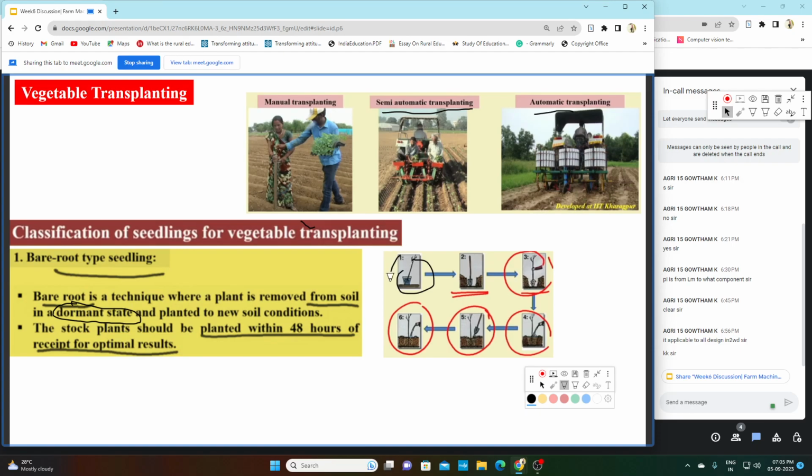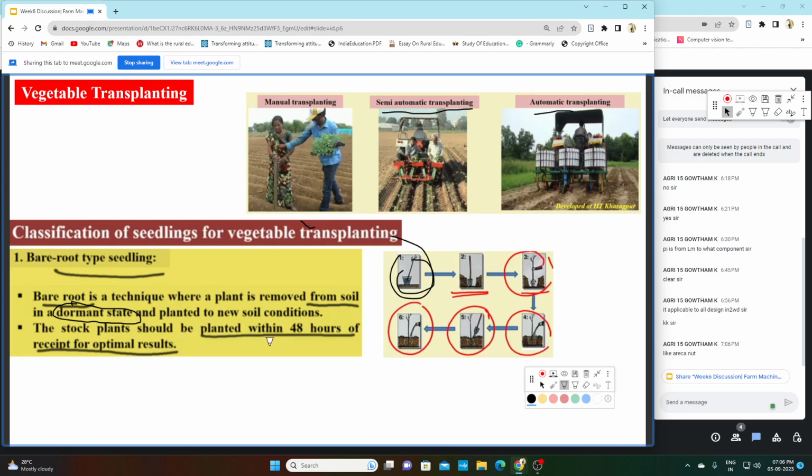You see the first example, like areca nut. I don't have an idea regarding areca nut, but it could be done by this bare root type seedling technique. Yes, coconut, we do it like this. After it reaches the dormant stage, we pluck this type of seedling and put it in a new soil condition. So this technique is known as bare root type seedling.